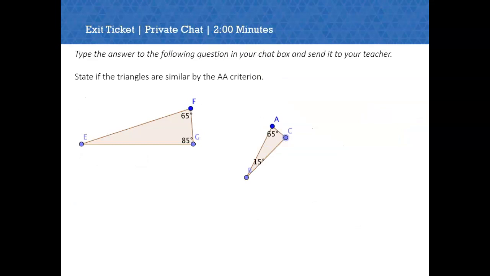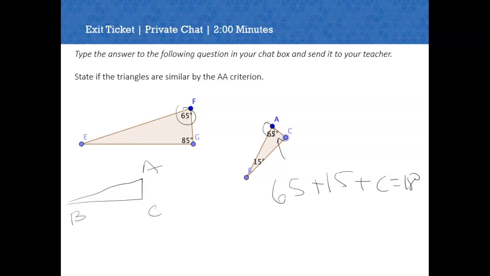Say that the triangles are similar by the AA criterion. I have 65 and 15. So if I kind of flip this, I can see that I'd have B, C, A. So I do see 65 and 65. So I need to figure out what that angle is. So 65 plus 15 plus C equals 180. 80 plus C equals 180. So C equals 100.